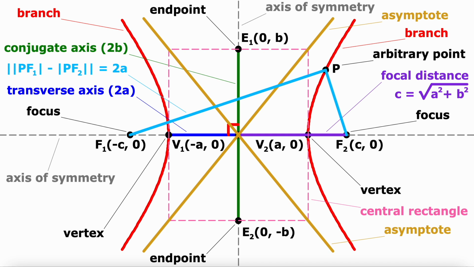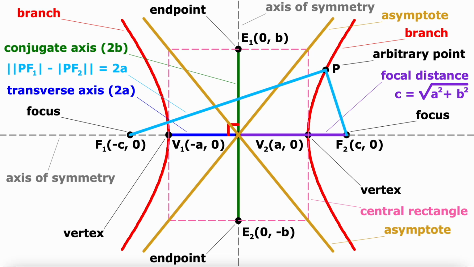The transverse axis and the conjugate axis of a hyperbola are its 2 axes of symmetry, which intersect perpendicularly at the center of the hyperbola. They define the shape and size of the hyperbola. For instance, the longer the transverse axis, the farther apart the 2 branches become.